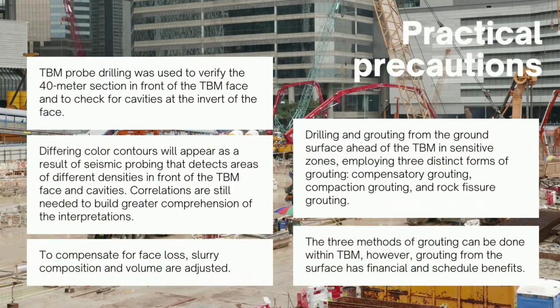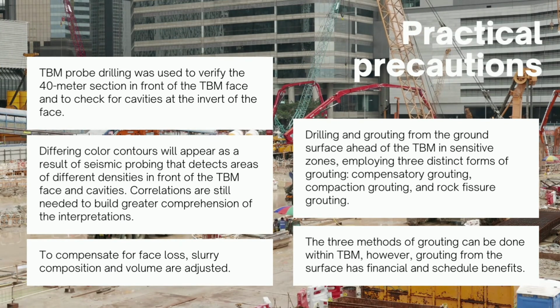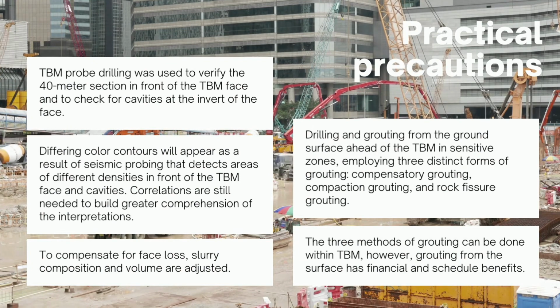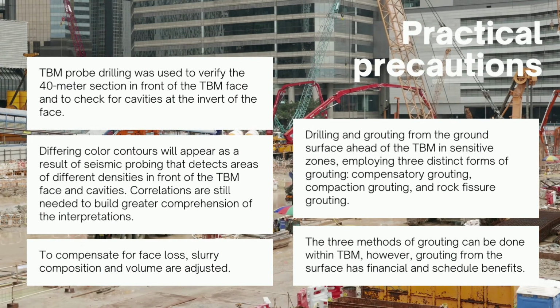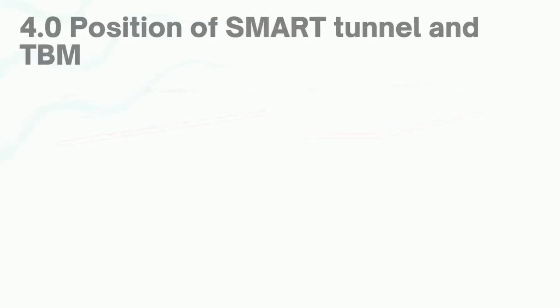And then moving on to the practical precaution. The first one is by using TBM probe drilling. Second, differing color contours. And the third one, slurry composition and volume are adjusted. And the fourth one, drilling and grouting from the ground surface ahead of the TBM in sensitive zones. And then last but not least, grouting.